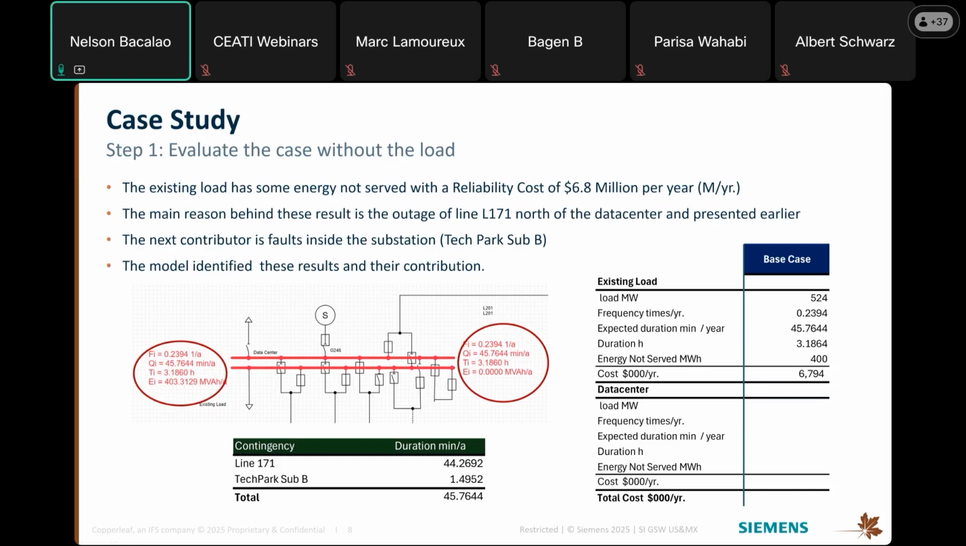Again, on a real system, these values may be a lot smaller, but I made them high so we could see the impact. And the other aspect that it tells us is that for those 45 minutes per year, the lead contributor, and where we should put the box, is the line 171. The other contributor, which is the next place to put the box, would be the technology park, substation B, which is where the generation was located. And that gives us this total 4576. So that's our benchmark case. That's the case without the data center.